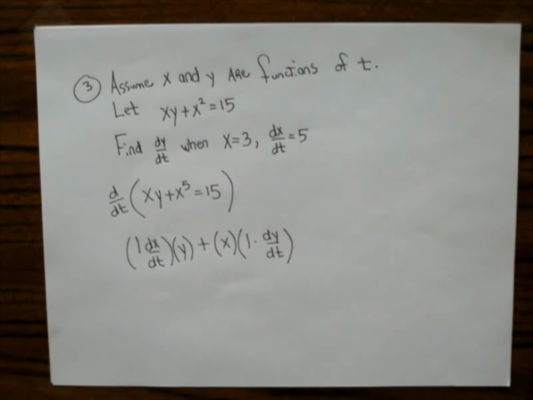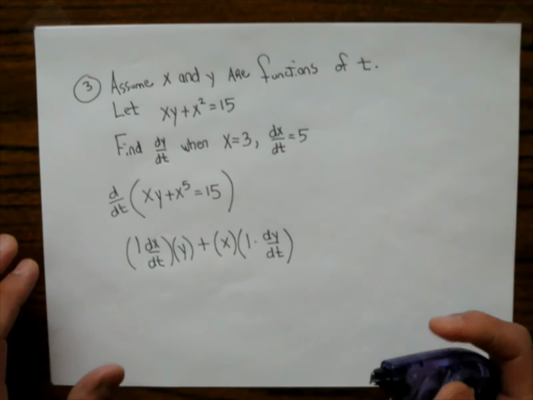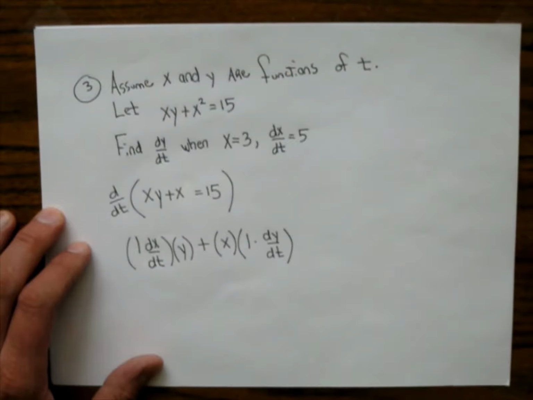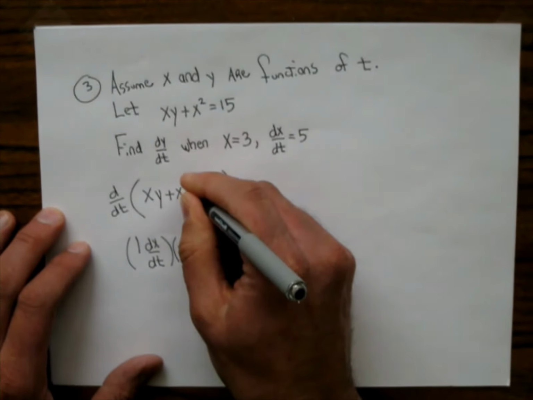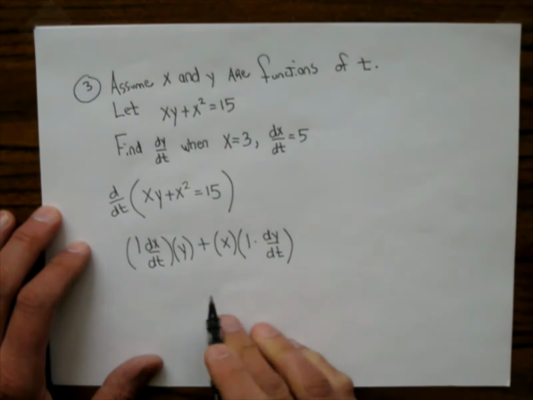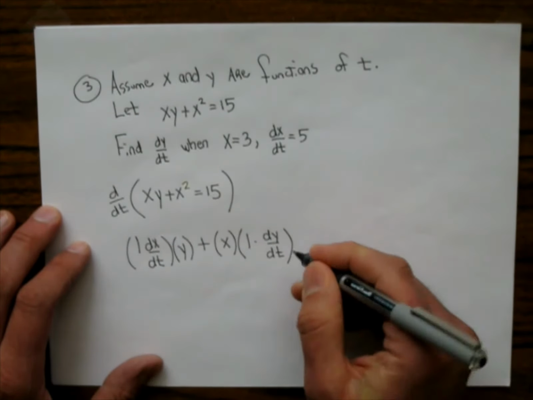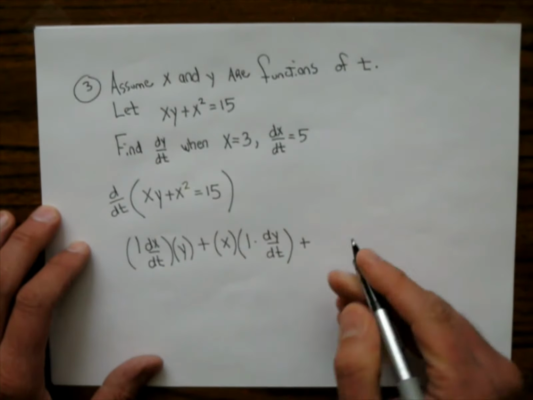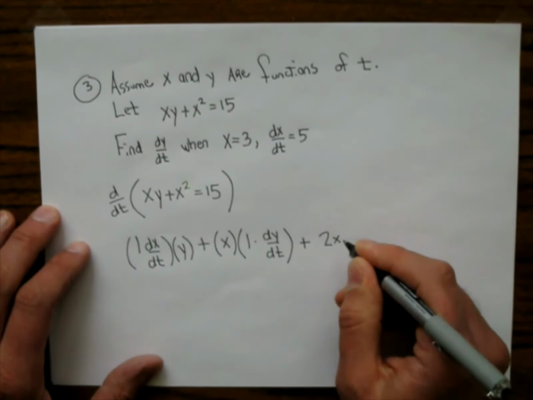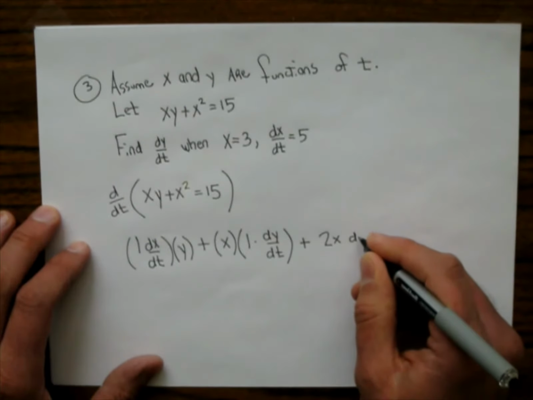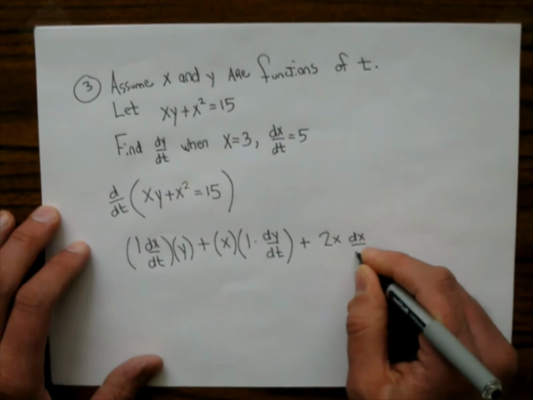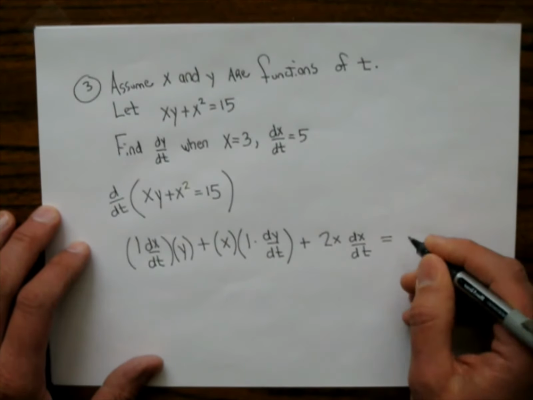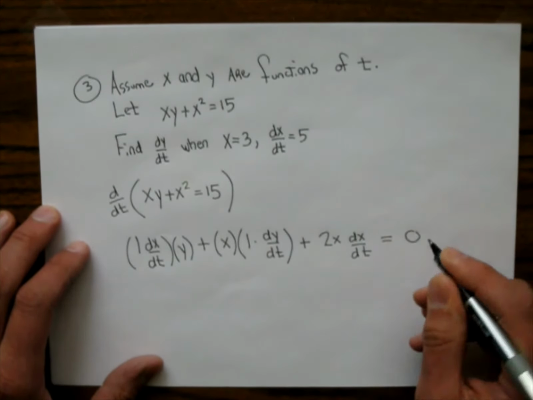And yes, I made an obvious mistake here. I wrote down the equation incorrectly. There's an x squared there. Okay, so there is the derivative of xy. The derivative of x squared is 2x dx dt. And the derivative of a constant, 15, is 0.